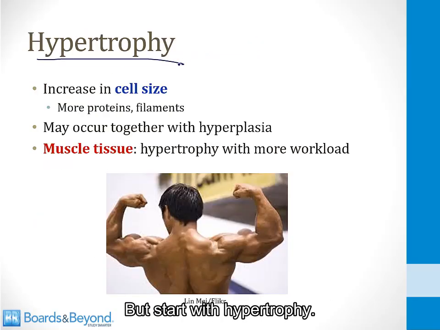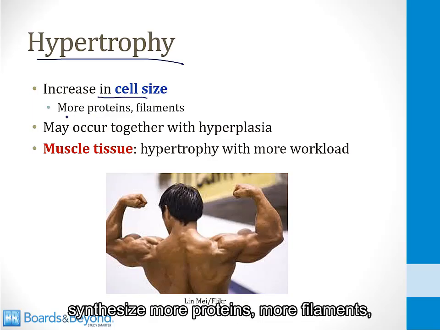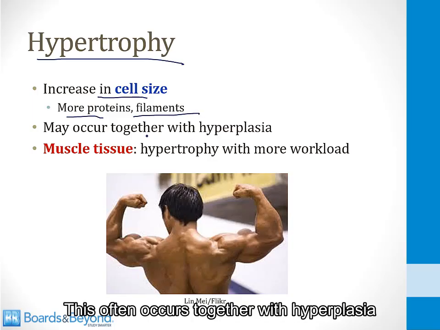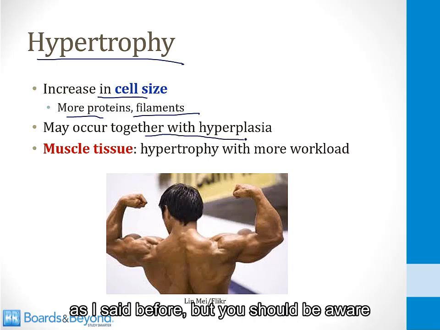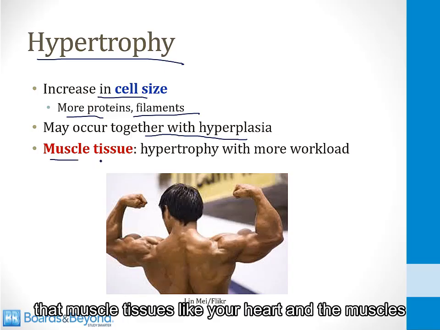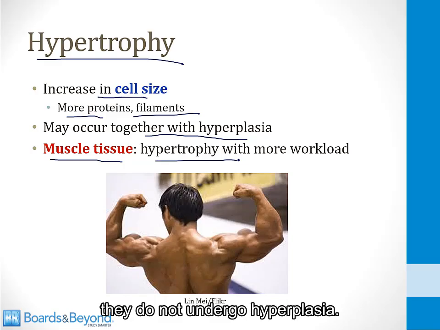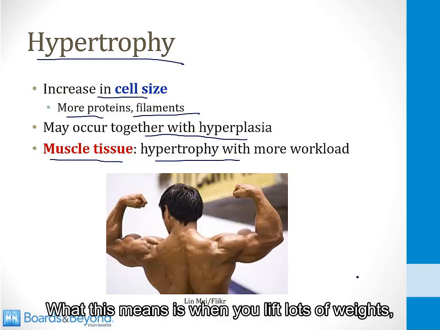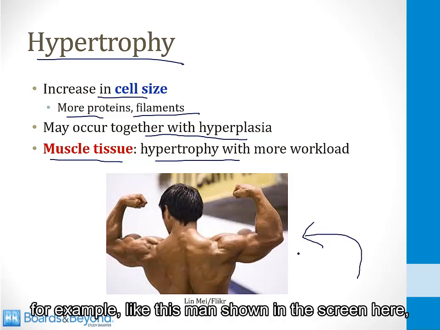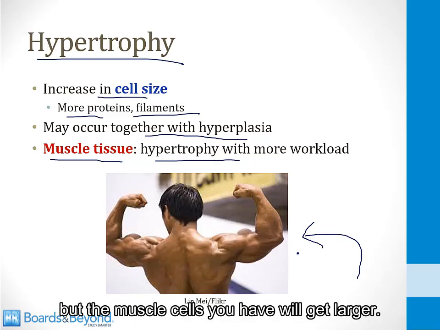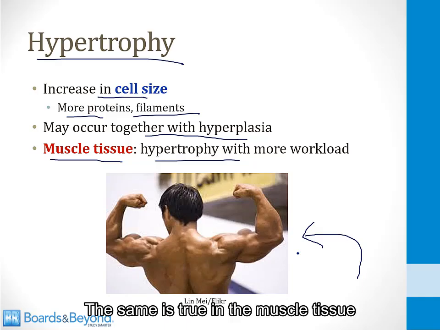Let's start with hypertrophy. This is an increase in cell size. Cells that undergo hypertrophy synthesize more proteins, more filaments, and they become larger. This often occurs together with hyperplasia, as I said before, but you should be aware that muscle tissues like your heart and the muscles in your arms undergo only hypertrophy. They do not undergo hyperplasia. What this means is when you lift lots of weights, for example, like this man shown on the screen here, you will not increase the number of muscle cells, but the muscle cells you have will get larger. The same is true in the muscle tissue of the heart.